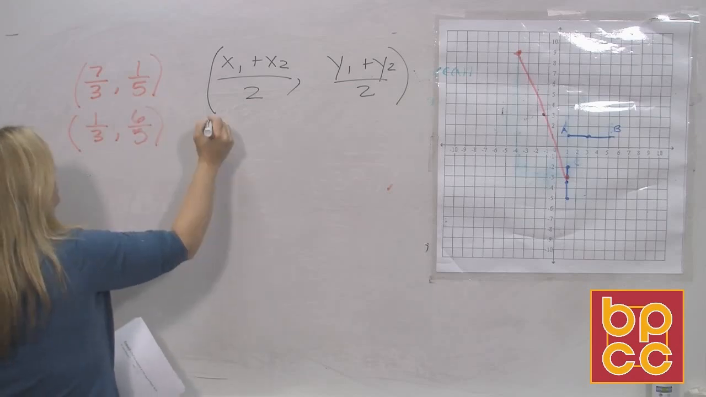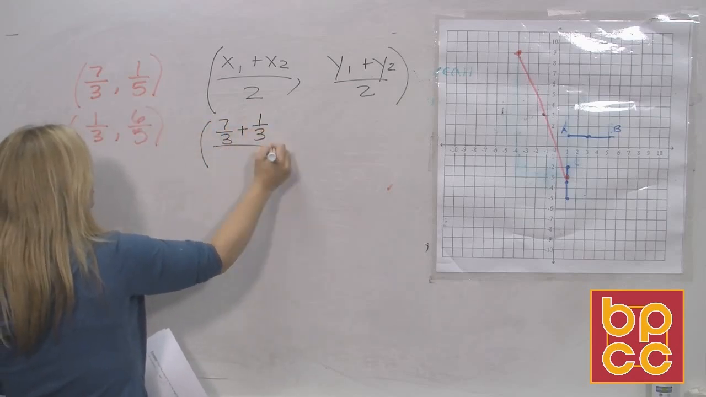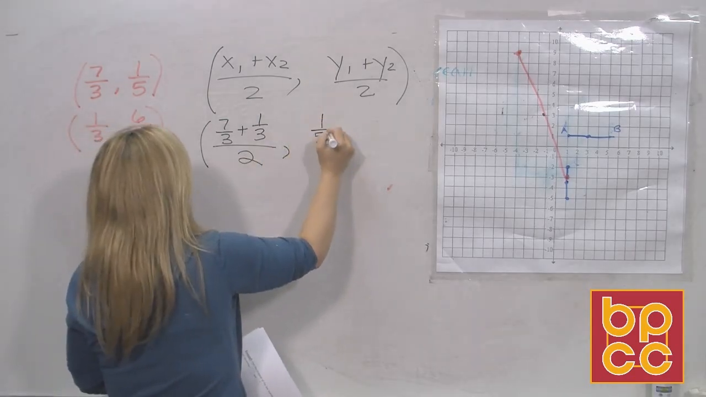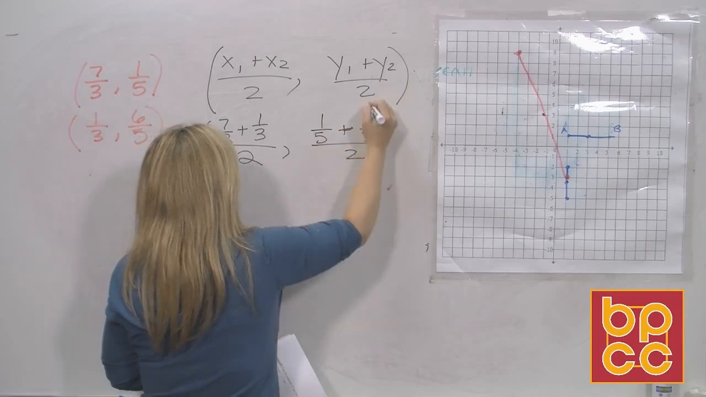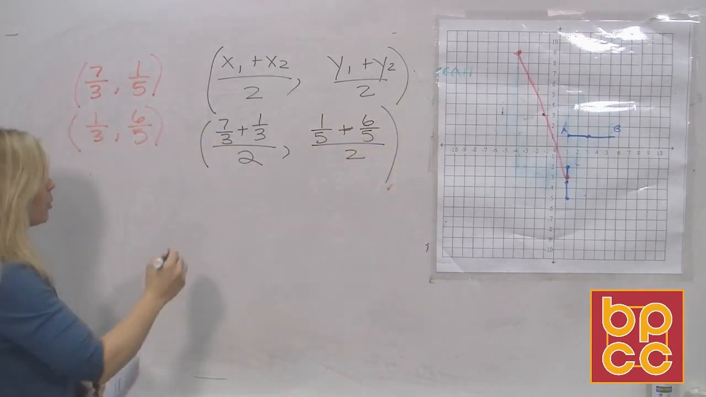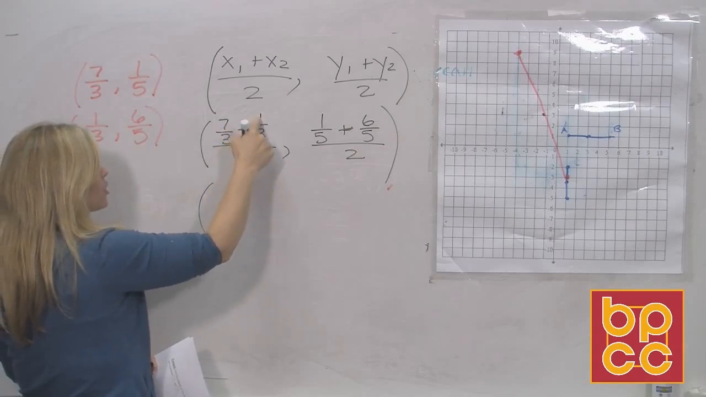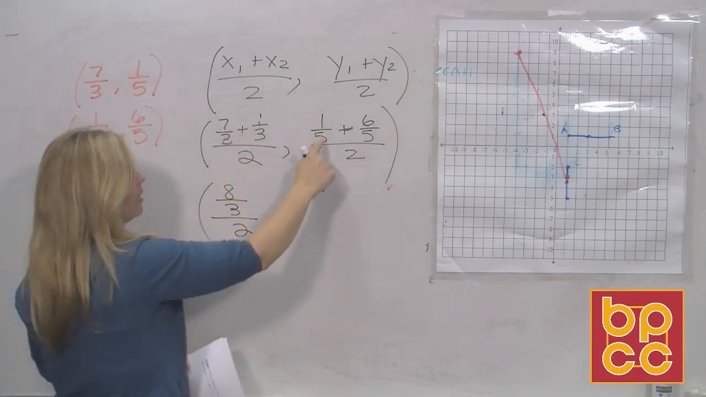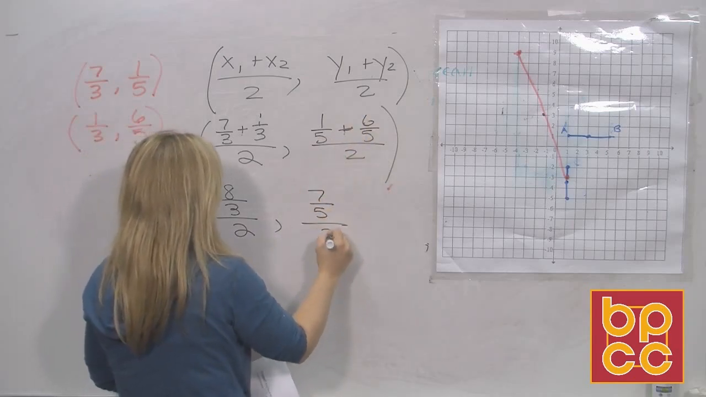So we'll write the first x is 7/3 plus the second x is 1/3, over 2. The first y is 1/5 plus the second y is 6/5, over 2. You have to work the numerator. To add fractions, you need an LCD. It's alike. So 7 plus 1 is 8/3 over 2. 1/5 plus 6/5 is 7/5 over 2.